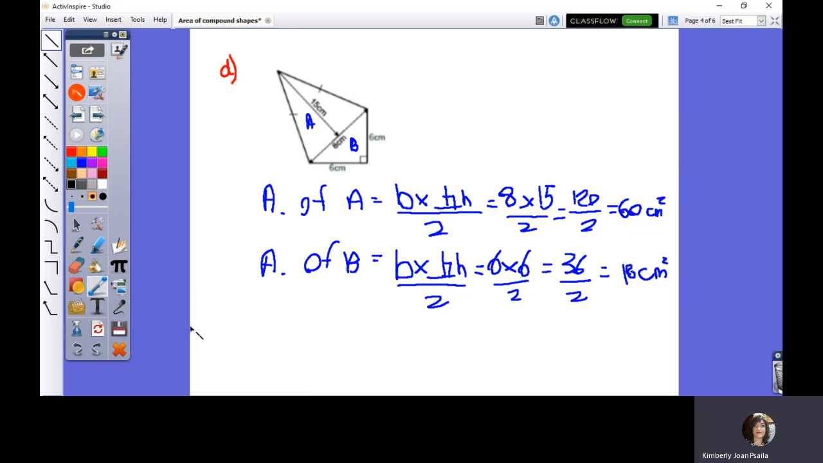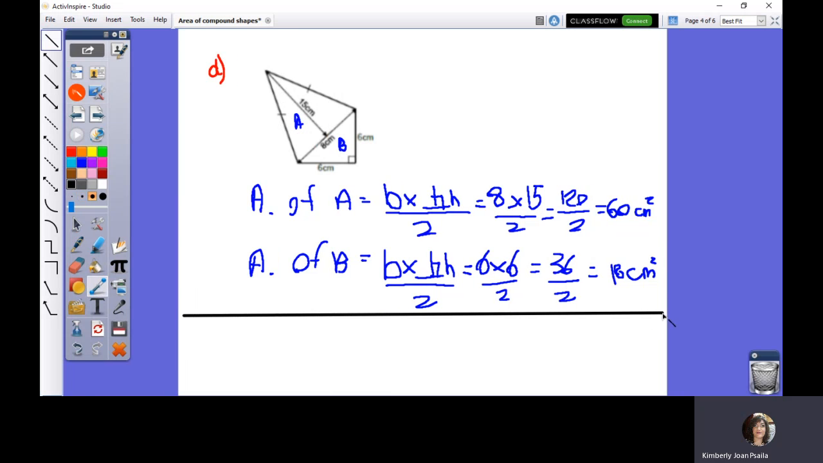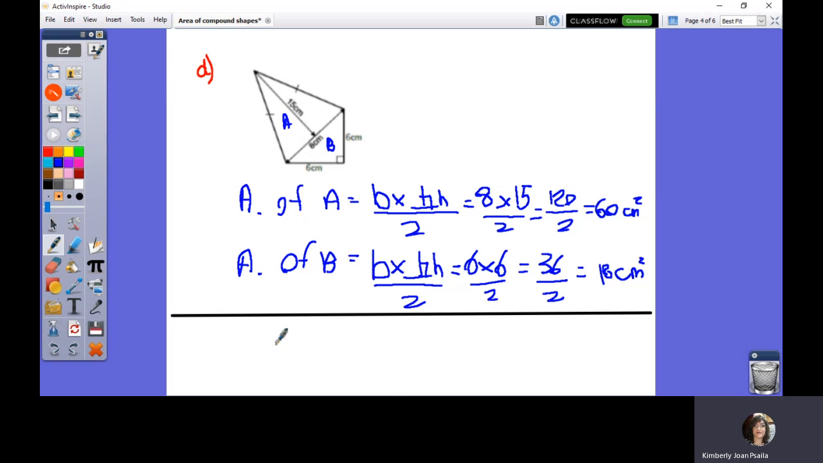Okay. Last step is that you need to add both areas in order to find the whole area of the shape. So area of compound shape is equal to 60 plus 18 is equal to 78 centimeters squared.